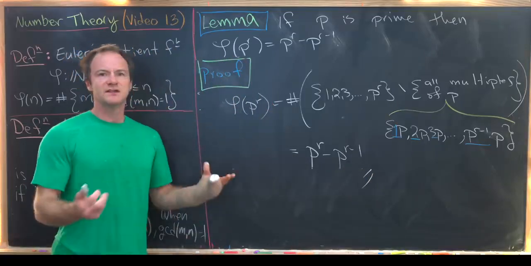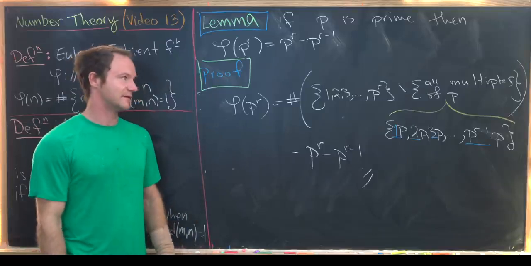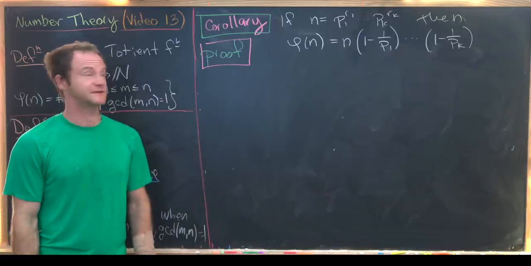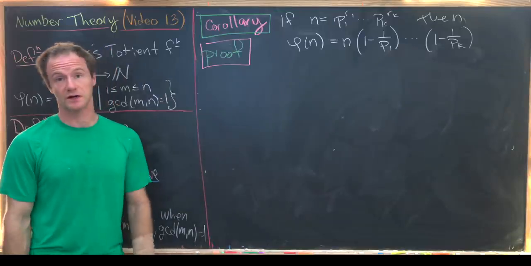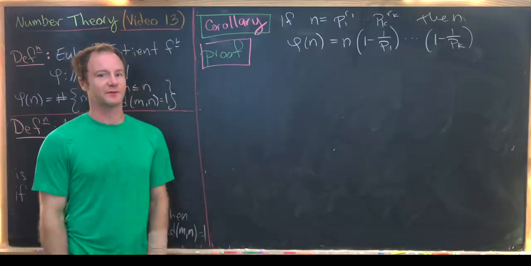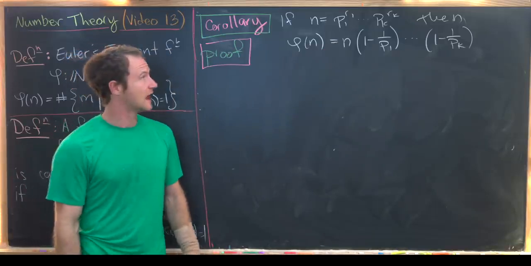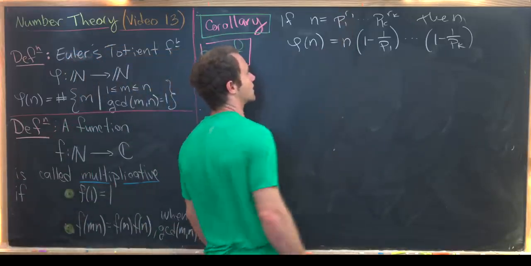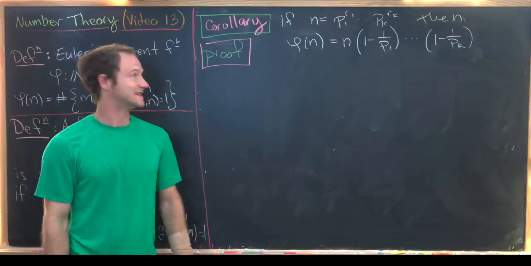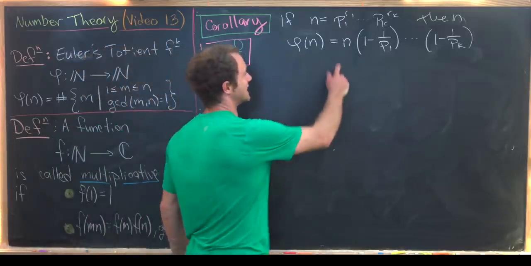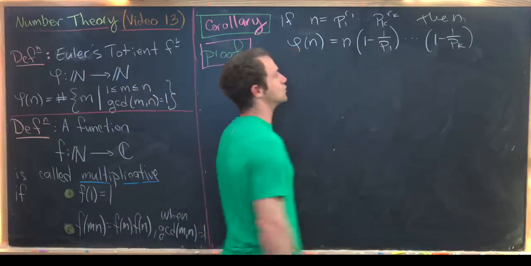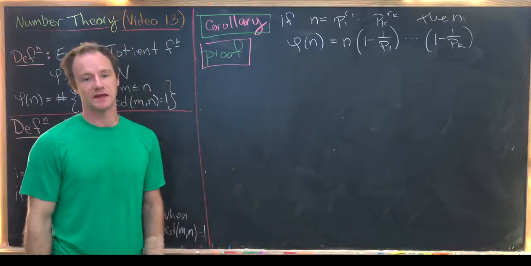Okay, so now let's smash that last theorem and this lemma together into a nice formula for phi. This is the punchline of this video, and that is the following corollary. If we've got a prime factorization of n, which we know is possible by the fundamental theorem of arithmetic, and that prime factorization is p1 to the r1 all the way up to pk to the rk, where all of the p's are distinct primes, then phi evaluated at n is n times 1 minus 1 over p1 all the way down to 1 minus 1 over pk.